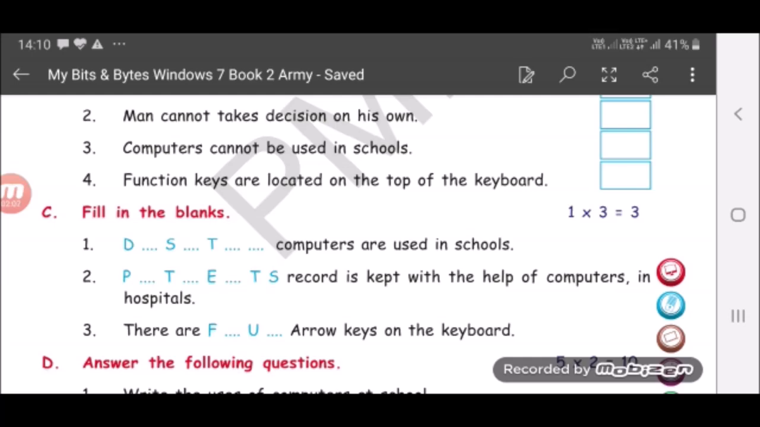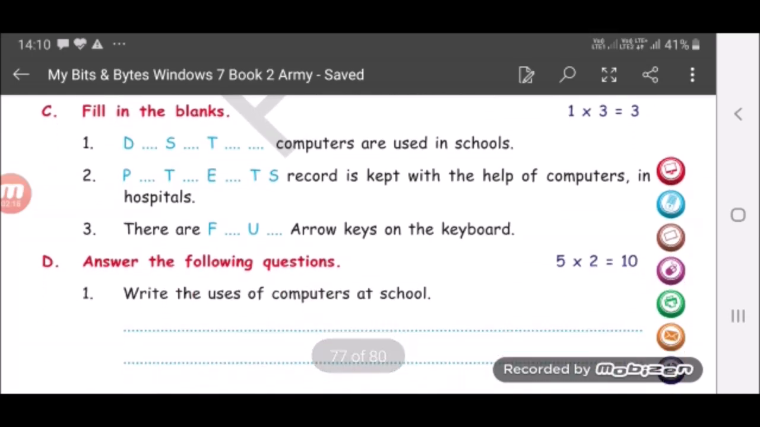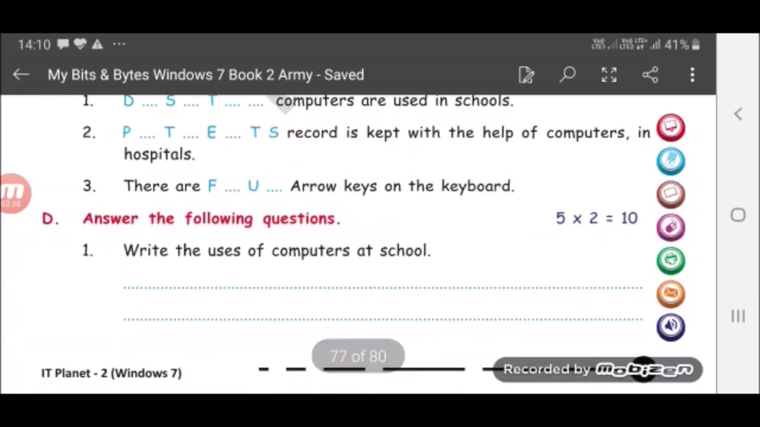Okay, next is number 3. There are dash arrow keys on the keyboard. How many arrow keys? F-O-U-R. 4 arrow keys. Now answer the following questions. Write the uses of computers at school. What all do we use the computers for? For keeping the fees record. For keeping students' records. Then for studying.